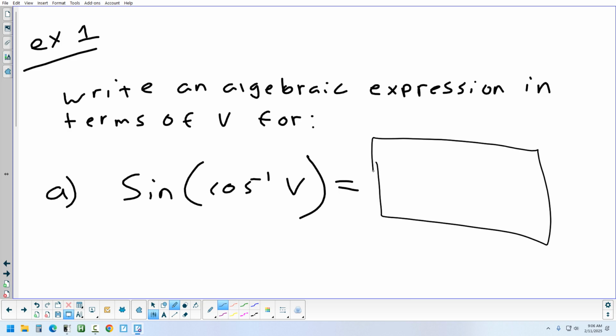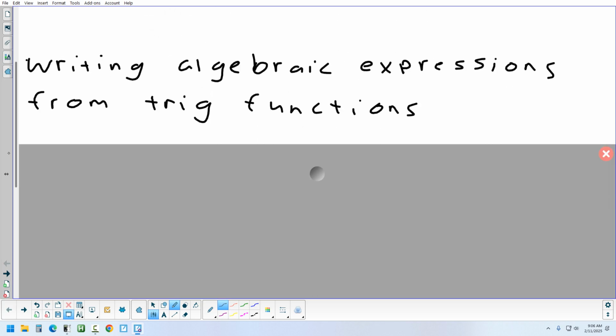That means you can't use sines, cosines, tangents. You can use anything else. You can use adding, subtracting, multiplying, dividing, squaring, square rooting, any of that stuff. Okay, that's not trig. So that's what I want to figure out how we can do.